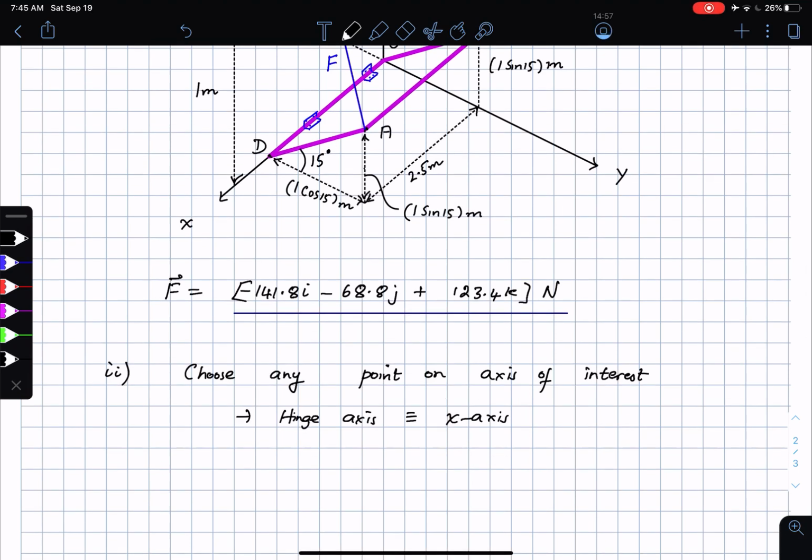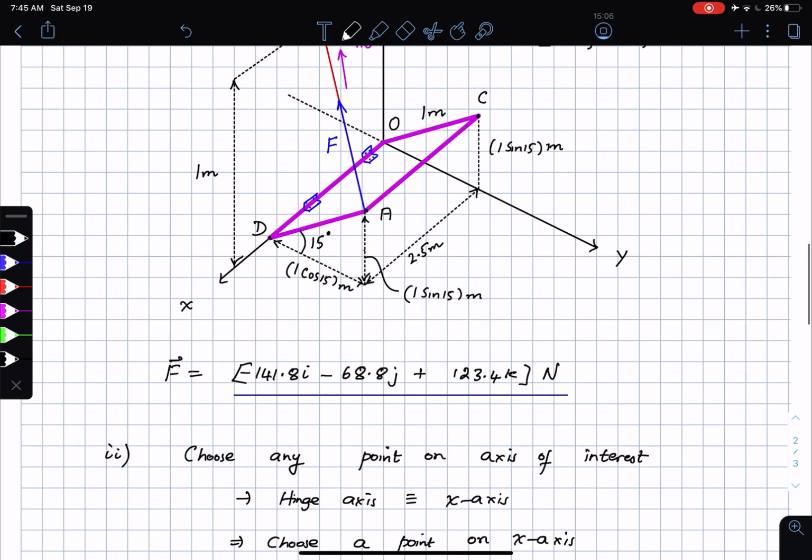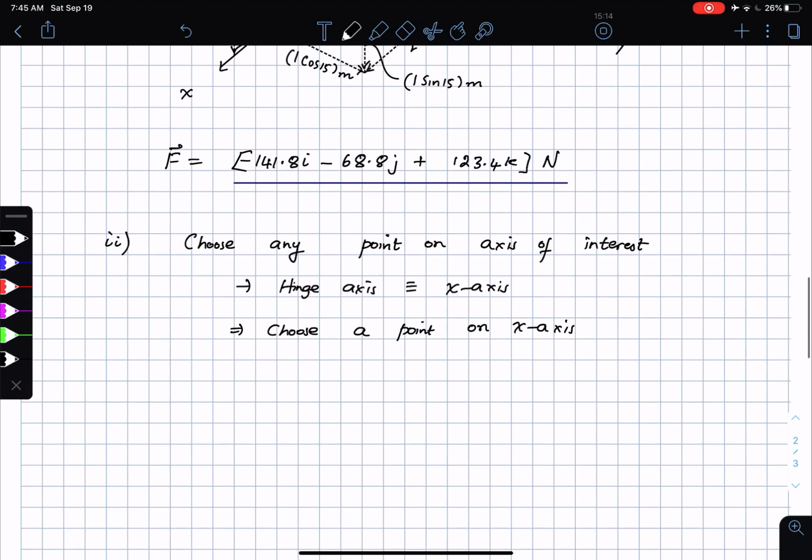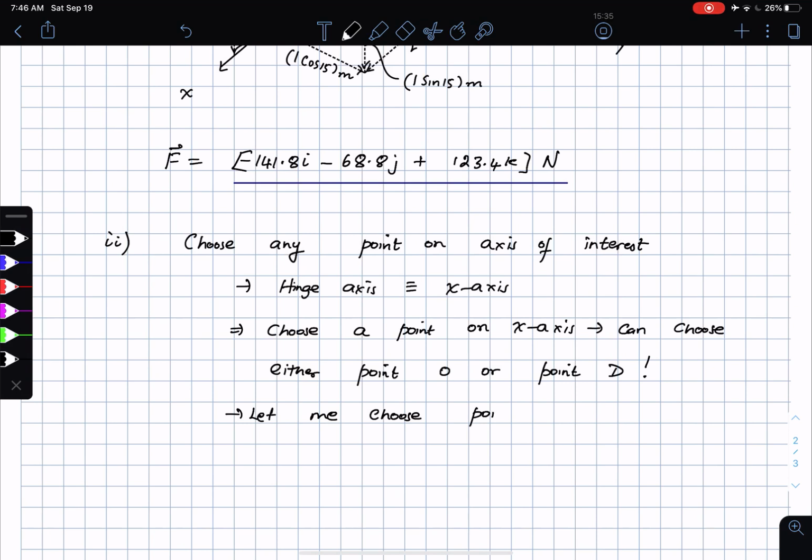So I'm going to choose a point on the x-axis. What are my choices? If I look at the figure, which you are seeing very briefly here without the rest of it, I can choose either point O or point D. Let me choose point O. You can choose point D as well, there is no harm done.